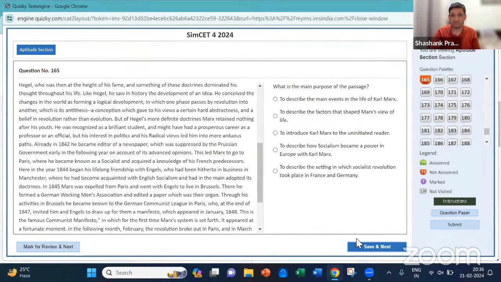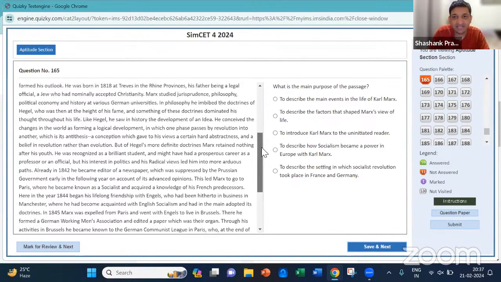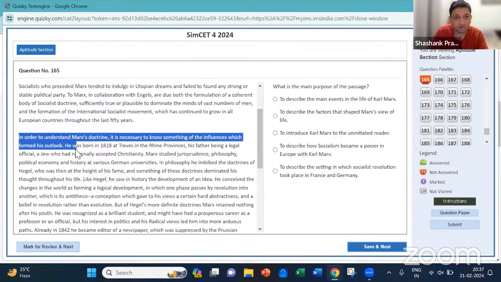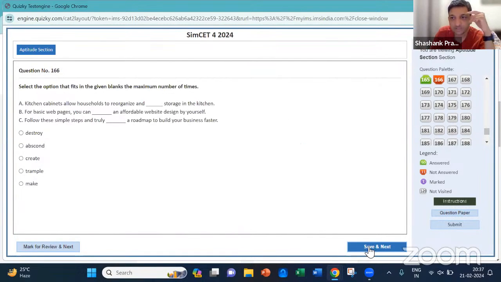What is the main purpose of the passage? I don't know how he went from here and there and whatever. Describe the main events in the life of Karl Marx. I think this is fine, although I've not read the first part which talks about socialism and all those things. The influences which formed his outlook. Okay. How socialism became a power in Europe with Karl Marx? Not really. Yeah, I think this is the one. Yeah, same, exactly the same thing. Okay, let's go for this.